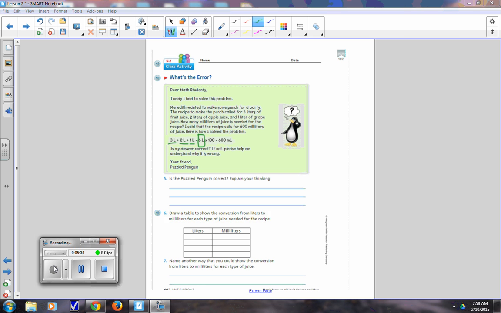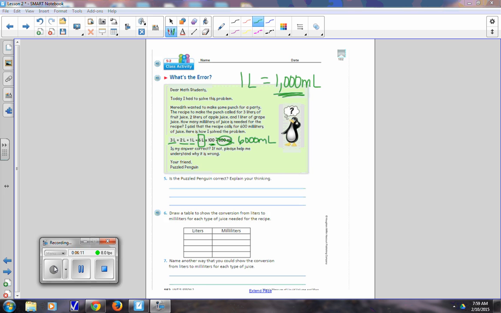Yes. If we look back at our conversion chart, we know that for every liter, there are 1,000 milliliters. So instead of multiplying by 100, we would multiply by 1,000, which would make this 6,000 milliliters. Puzzled Penguin is wrong, and it's because he thought that milliliters were 100. Milliliters are actually 1,000.